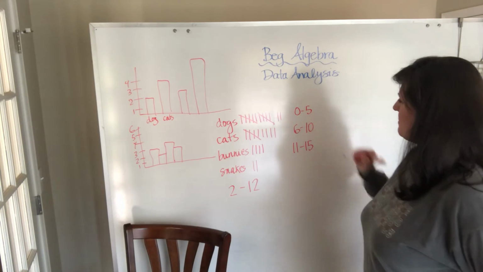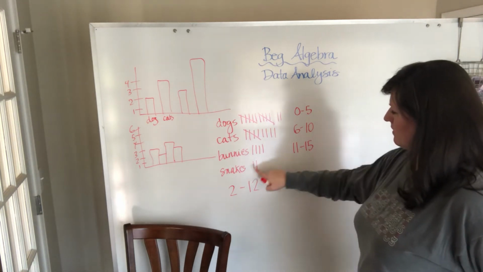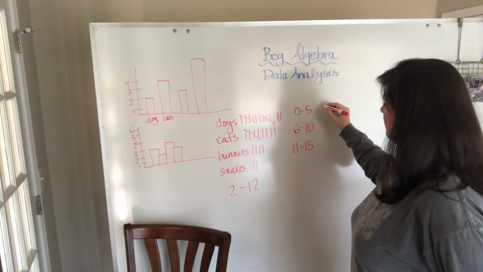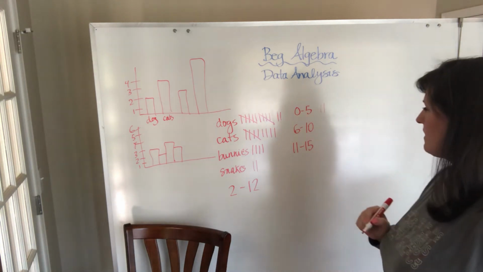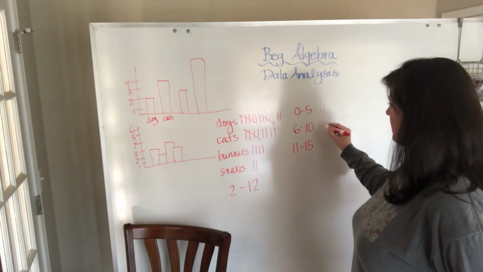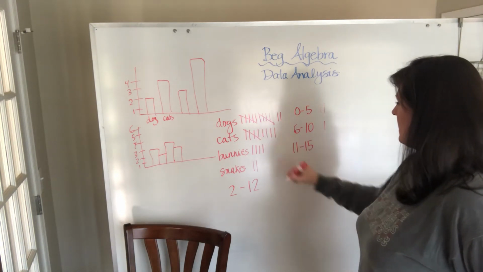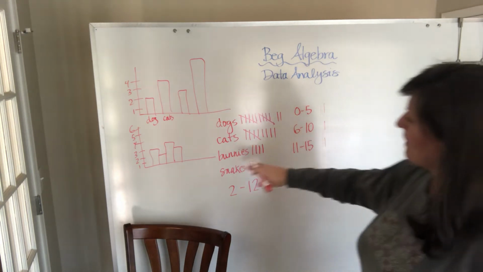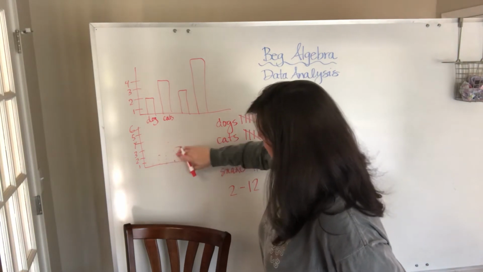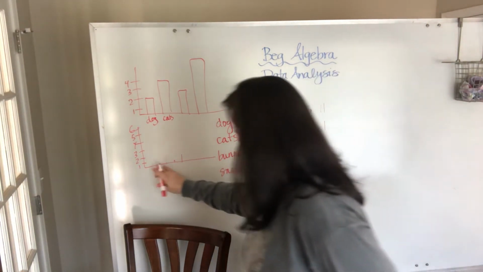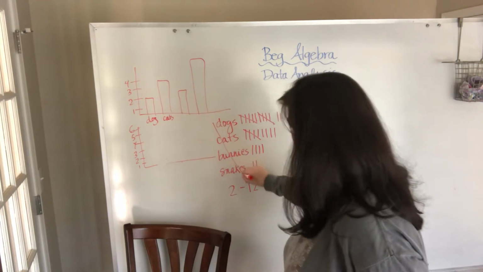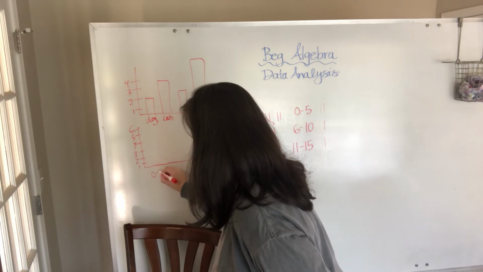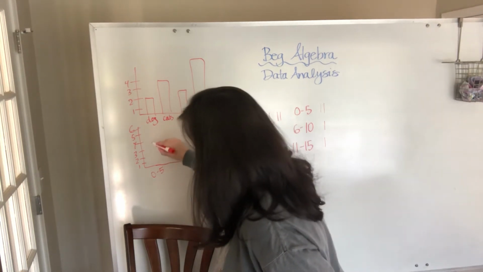Now, how many people are in the 0 to 5? Okay, we've got 2 here and 4 here. So that means we've got 2 that fit in the 0 to 5 category. How many fit in the 6 to 10? We've got 1. And how many fit in the 11 to 15? We've got 1. Okay, so then you graph based on intervals. Okay, so this interval is no longer about animals, right? We're doing how many were in the 0 to 5. Okay, that's 1 bar.